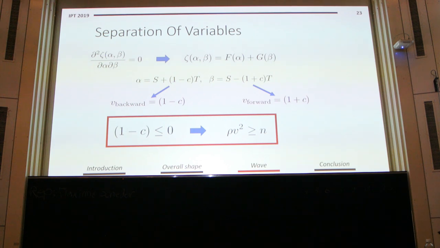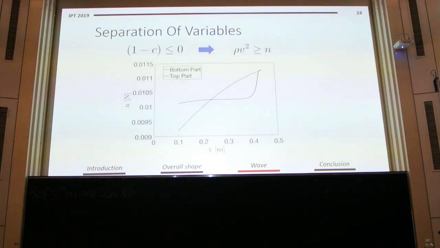Now recall what we've been calculating in our simulation. We are indeed in this regime where rho v square is bigger or equal to n. And what is more, if this term is equal to zero, so when rho v square equals n, we expect the backward wave to be stopped at the far right point of the loop.